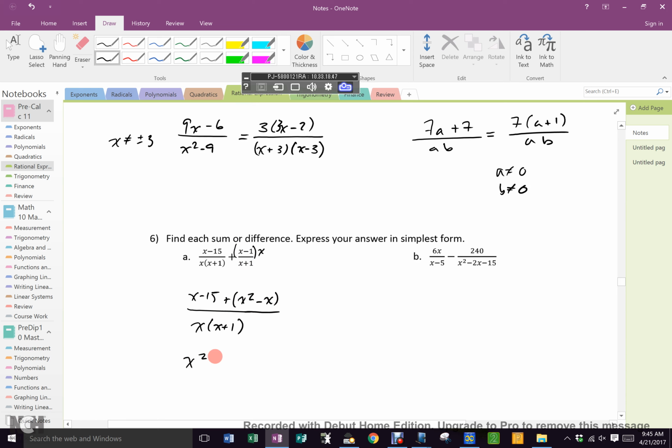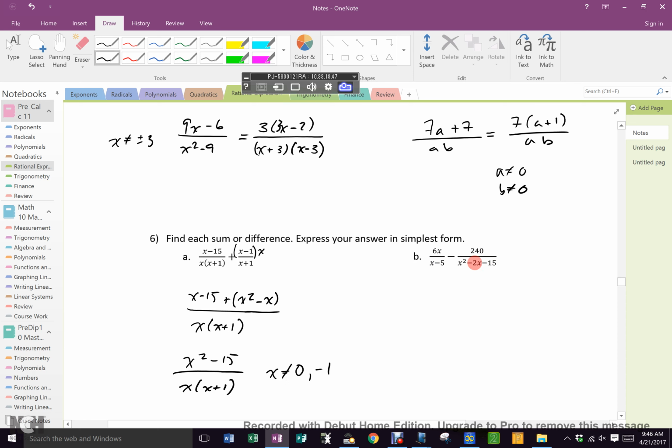X squared minus 15 over x plus 1. Can I do any canceling? No, because I can't do any more factoring. X is not allowed to be what? 0 or negative 1. All done? Okay.